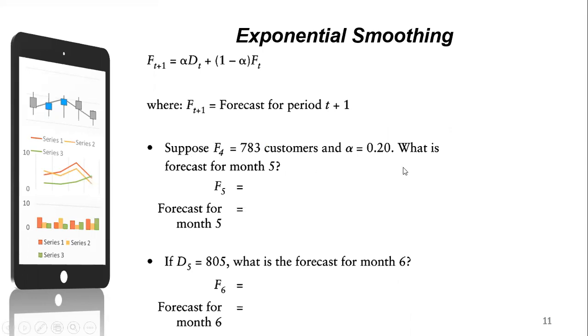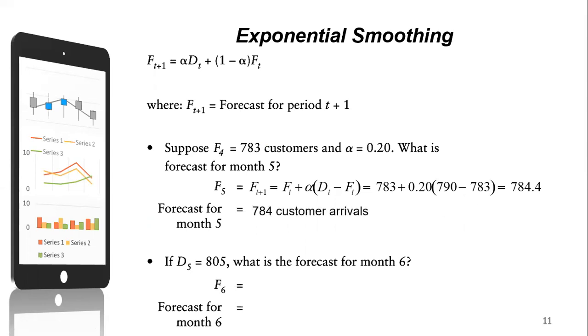Whatever data is given to you, just use the formula alpha, 0.2, which is the given data. Either of the two formulas will give you the same result. So here the 783 is F4, which is the actual, and this is the growth rate or the coefficient that has been given. Taking it into consideration, the forecast for month 5 is 784. And I can do the same for D5, which is 805.